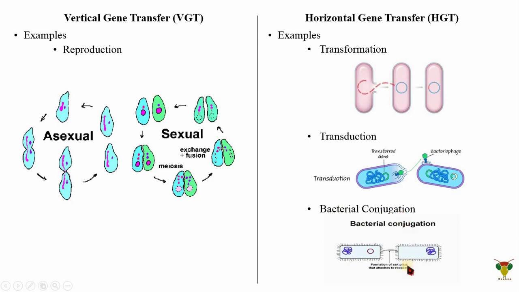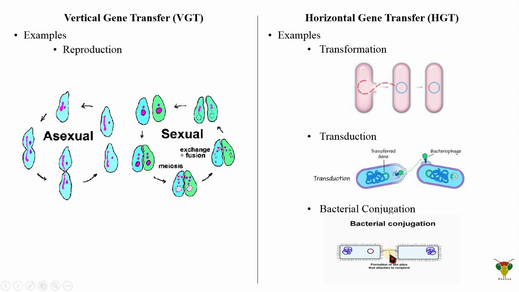Next, bacterial conjugation. In bacterial conjugation, there is a formation of a sex pilus. From there, the genetic information travels from one cell to another cell side by side. No cell division is occurring at all. That's why this is also an example of horizontal gene transfer.